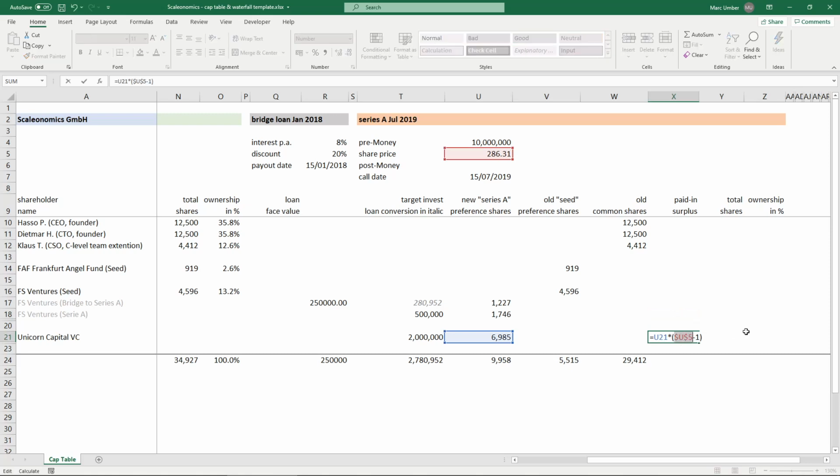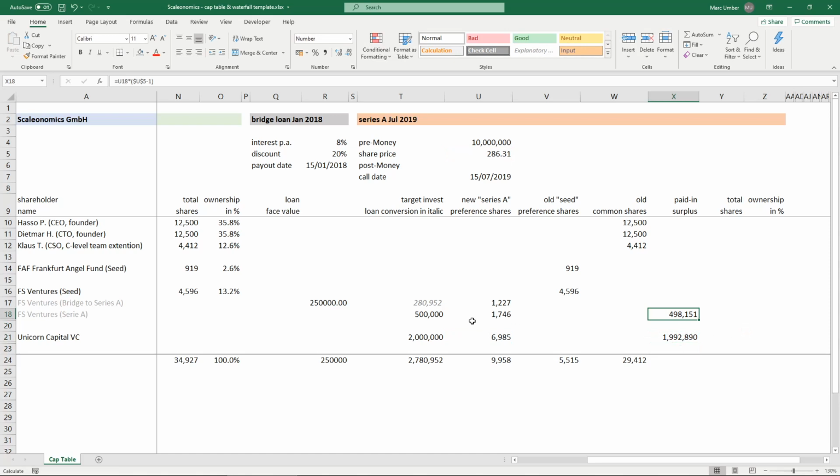Okay, let's take this formula. Same is true for Frankfurt School. Let's see. Overall, in sum of the nominal amount and the paid in surplus, Frankfurt School invests 499,897 euros.